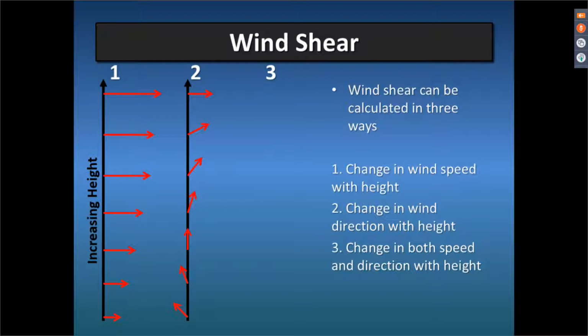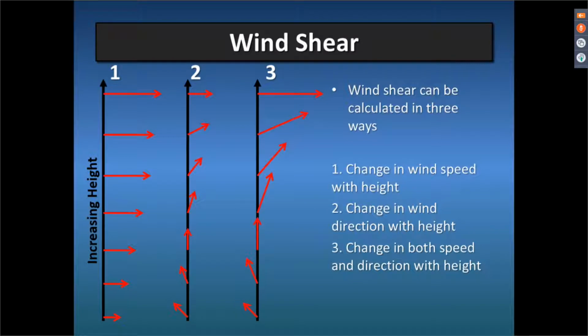Now let's look at example number two. This is wind shear that's direction changing with height. So at the surface, we've got a southeast wind, and then you go up about 10,000 feet, we've got a due south wind. And then you go up another 10,000 feet, we've got a southwest wind. So the wind direction is changing with height.